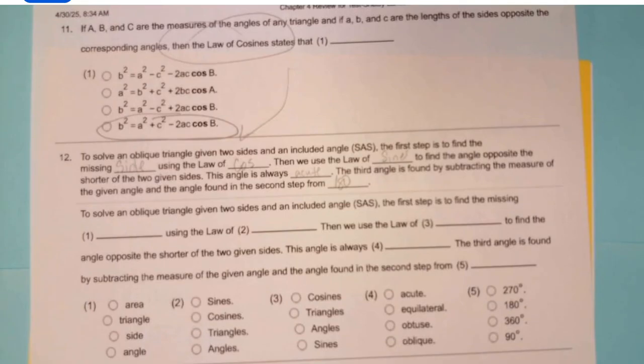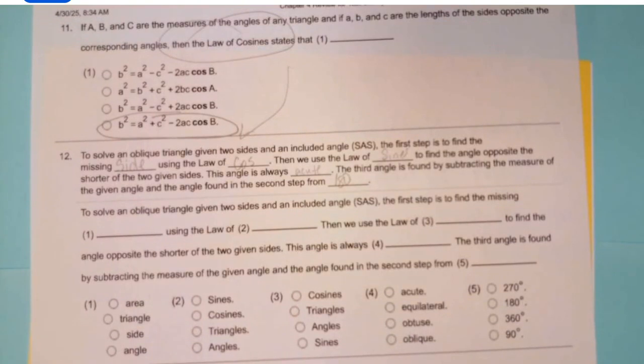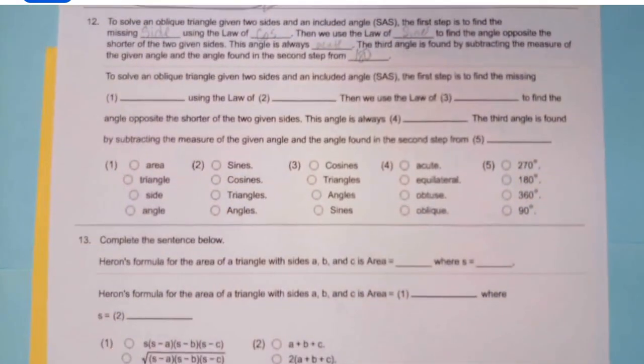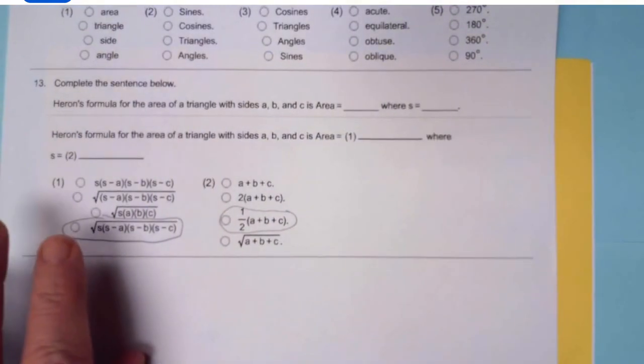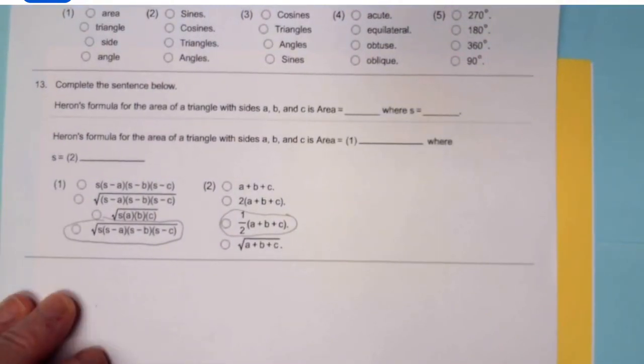To solve an oblique triangle, given two sides and an included angle, the first step is to find the missing side using the law of cosines. Then use the law of sines to find the angle opposite the shorter of the two sides. This angle is always acute. The third angle is found by subtracting from 180. Number 13 asks you about Heron's formula. So we have it here.